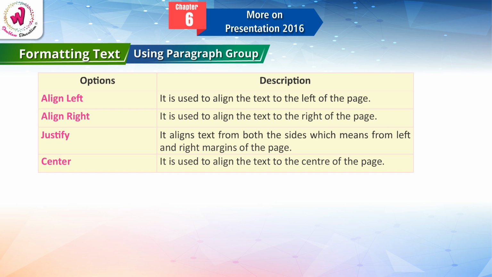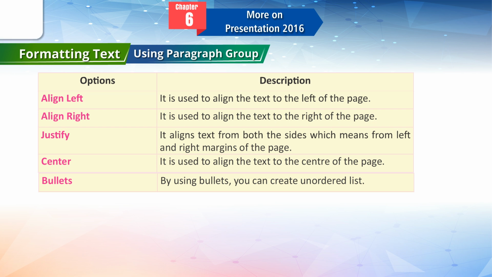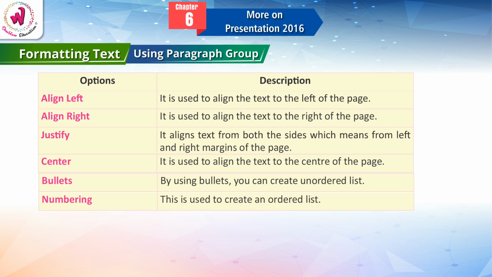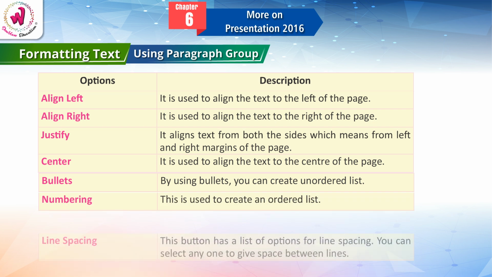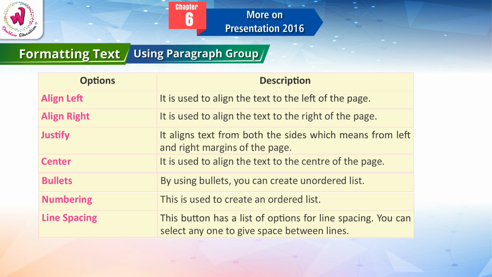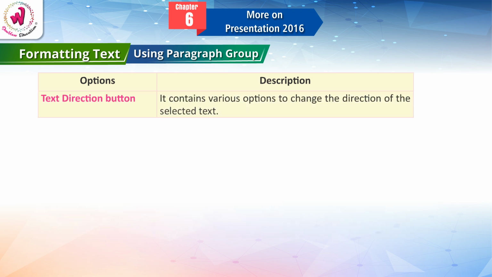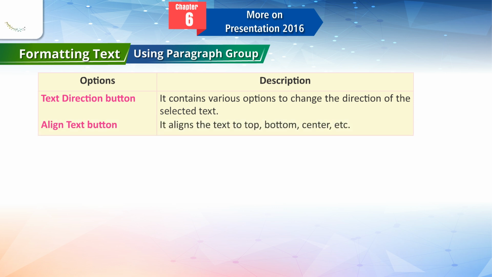Center. It is used to align the text to the center of the page. Bullets. By using bullets, you can create an unordered list. Numbering. This is used to create an ordered list. Line spacing. This button has a list of options for line spacing. You can select any one to give space between lines. Text direction button. It contains various options to change the direction of the selected text. Align text button. It aligns the text to top, bottom, center, etc.